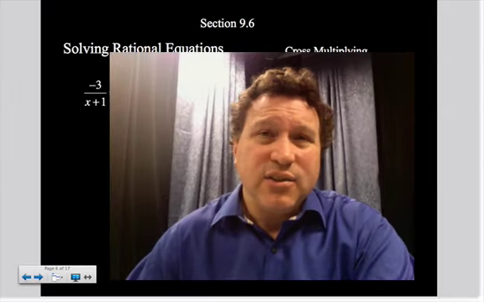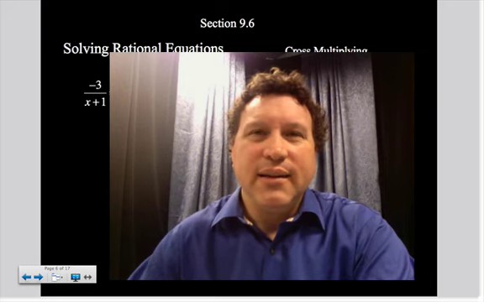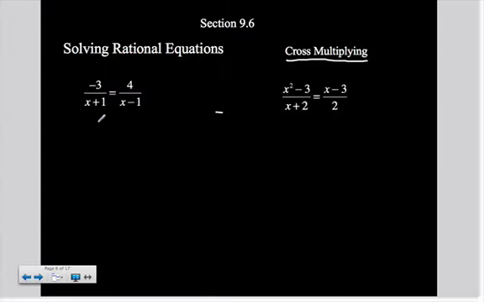Now, in a real technical sense, cross-multiplying is multiplying by the least common denominator, but we've got this great shortcut, so let's use it. So I'll have negative 3 times x minus 1 equals 4 times x plus 1. And you'll notice my fractions are gone. So regardless of the form, whether you're solving by cross-multiplying or solving by multiplying both sides of the equation by the least common denominator, the first step in these problems eliminates all the fractions. So that's great for those of you who hate fractions.